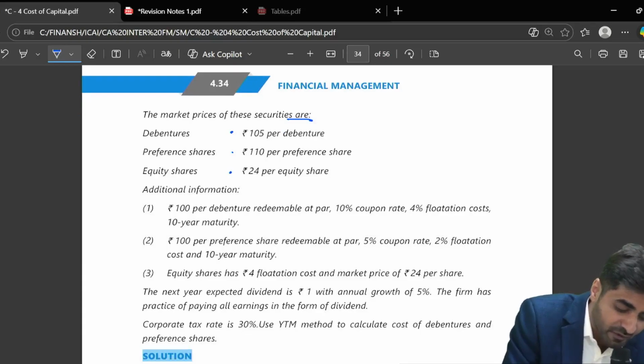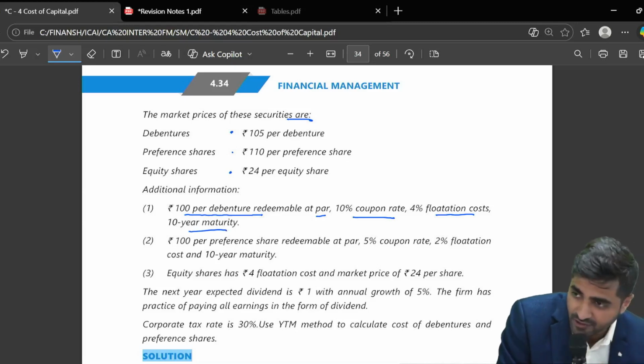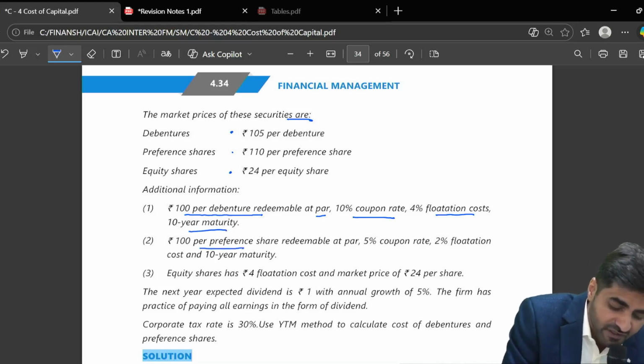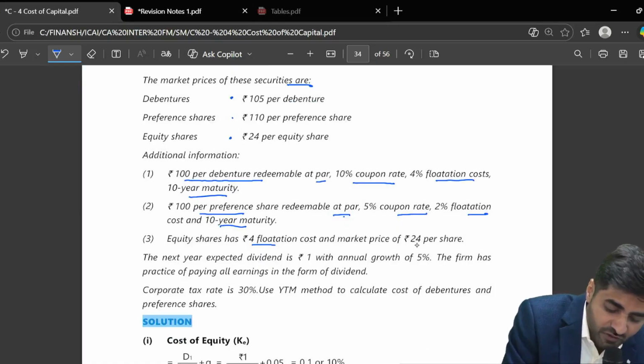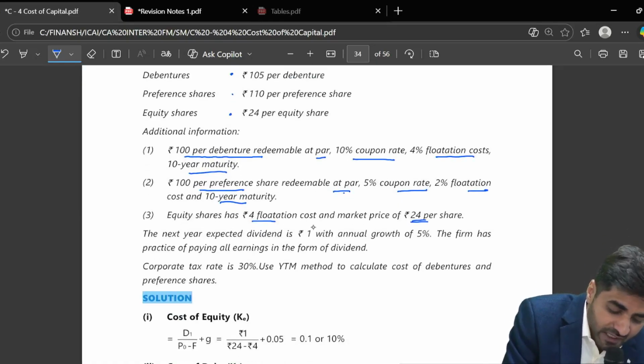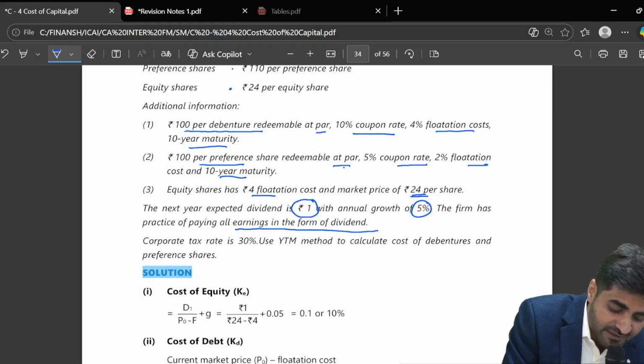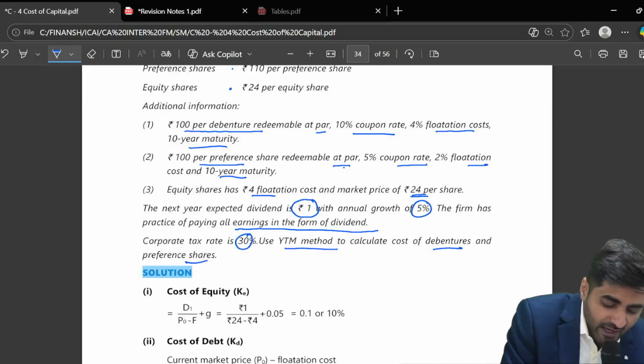Now, what is the additional information which is given to you? Rupees 100 per debenture, redeemable at par, 10% coupon rate, 4% flotation cost, and 10 years maturity. 100 preference shares, redeemable at par, 5% coupon rate, 2% flotation cost, and 10-year maturity. And equity share has 4 flotation cost, market price is 24 per share. Then next year expected dividend is 1, growth rate is 5. The firm has the practice of paying all the earnings in the form of dividends. Corporate tax is 30%. Use the YTM method to calculate the KD and KP.